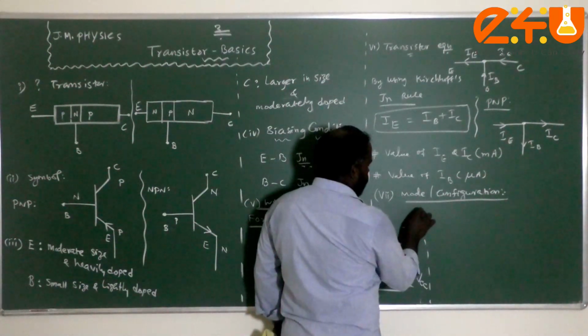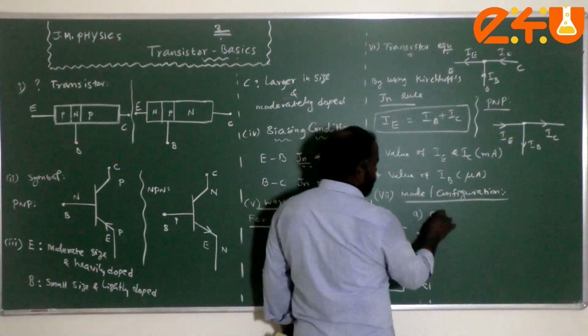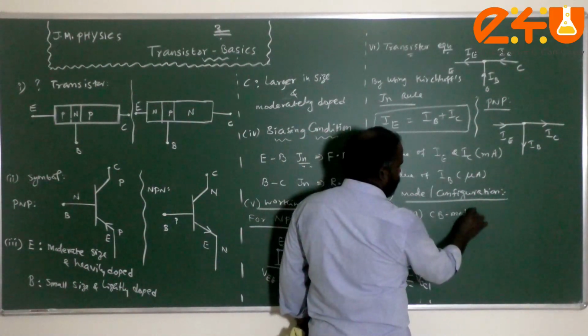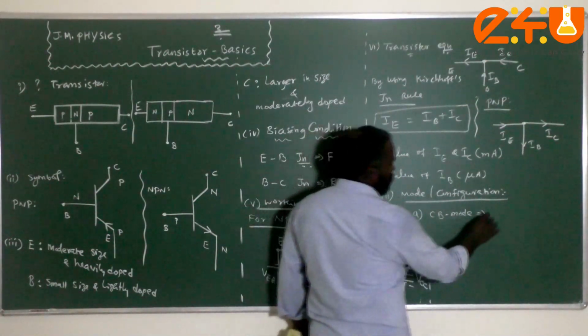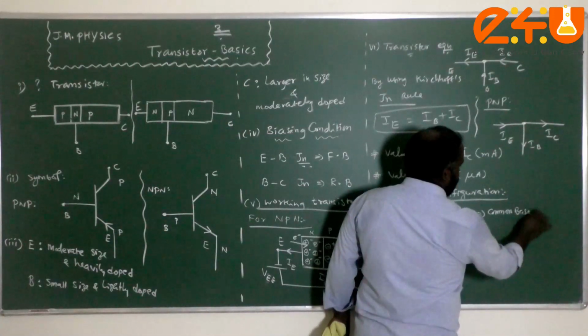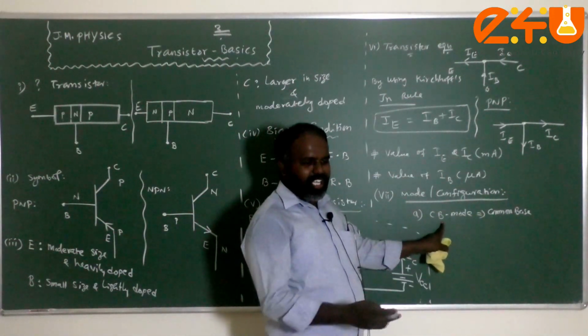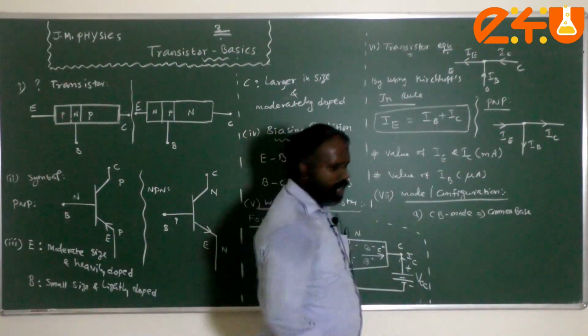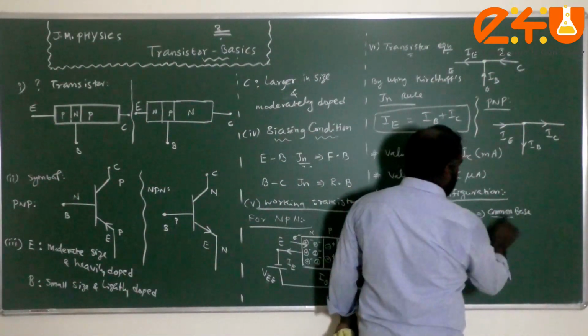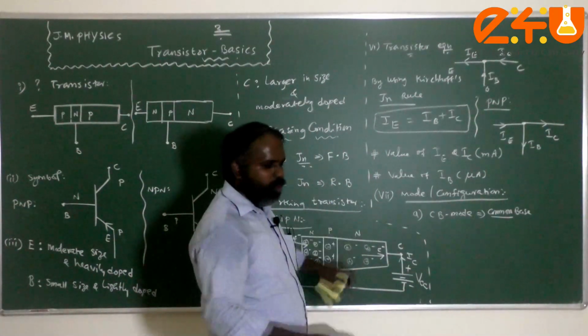Therefore, the first mode or configuration, that means method of connection, will be CB mode. That means, children, common base. That is the common base mode. That is, the base junction or base layer is common for both input and output part. So in common base, the word common represents that the base is common for the input end and output end.